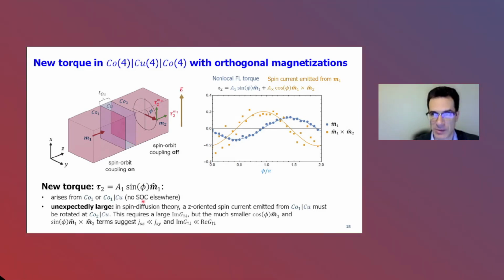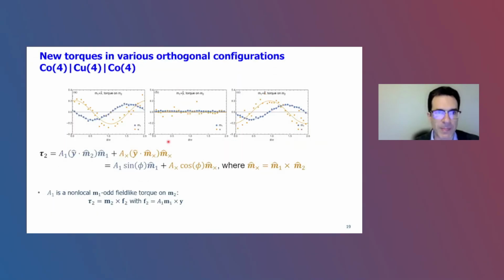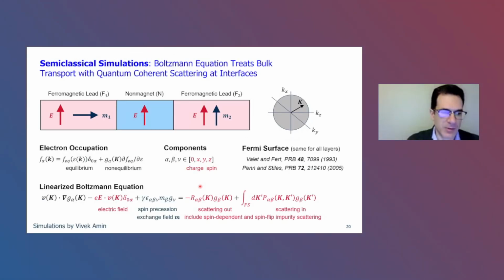So neither of that is expected to be large, but this term is actually very competitive with the leading spin-Hall-like torque. So one can do this for different orientations of M1, and overall one can fit this torque to this form. And this form is equivalent to this contribution to the effective field induced by the current in magnetization M2, which is odd in M1 and goes as cross product M1 cross Y. So to understand this, we have done semi-classical simulations using the Boltzmann equation.